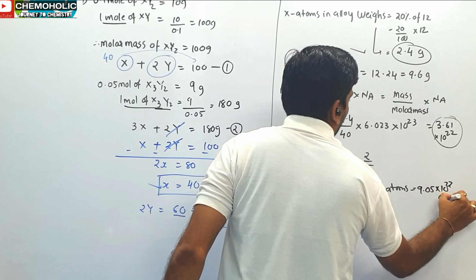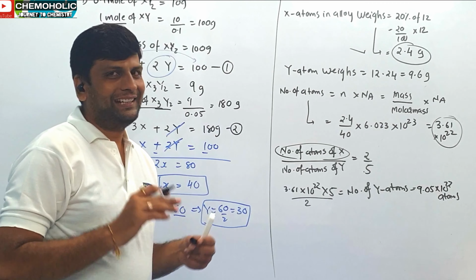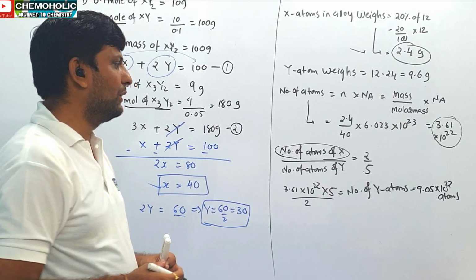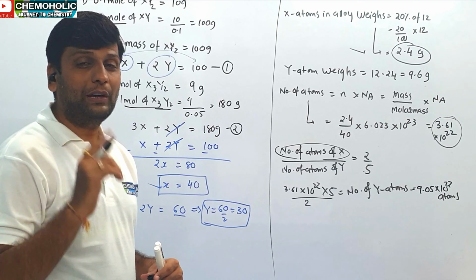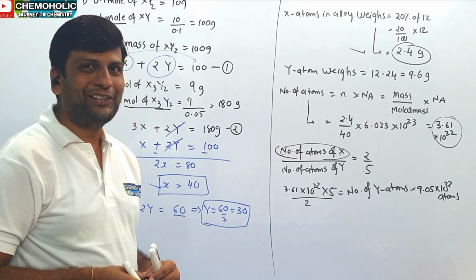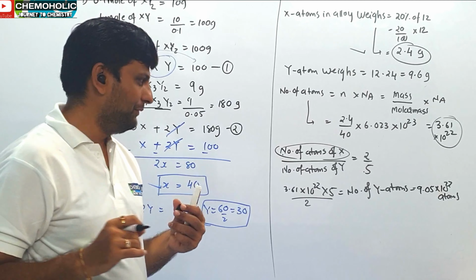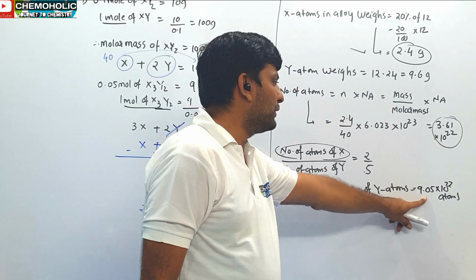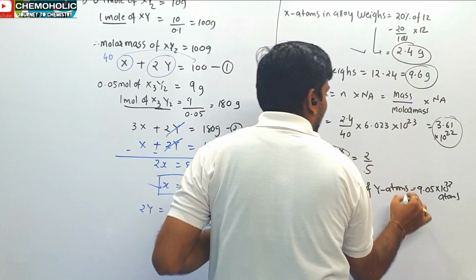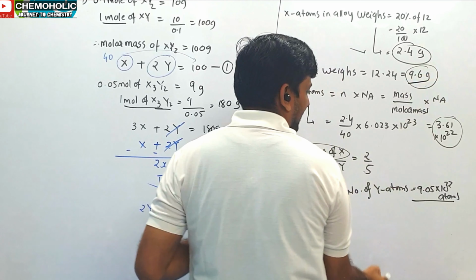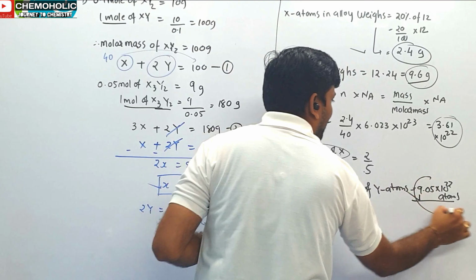But hey, that's not your answer. You need to find atomic mass. Atomic mass is the mass of one mole of atom. You can say molar mass also. Mass of one mole of atom. One mole means Avogadro number. So what is the mass of Avogadro number of atoms? Well, the mass of 9.05 into 10 to the 22 atoms is 9.6. This many atoms weigh 9.6, because that is the mass of Y atom, and these are the number of Y atoms.